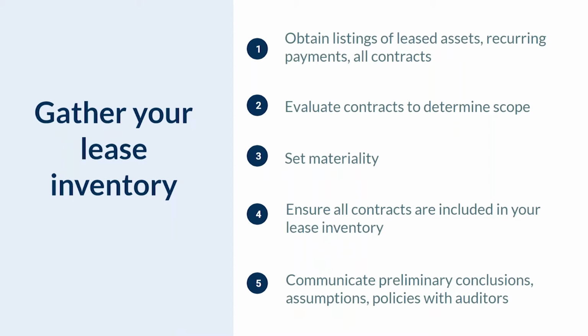To create a complete inventory of all your organization's leases, obtain listings of all leased assets from entities, subsidiaries, departments, locations, however your organization is divided. Obtain a listing of recurring payments from accounts payable, and then obtain copies of all contracts, again, from all your entities, subsidiaries, departments, locations. Evaluate all the contracts you've received to determine whether or not they are in scope, and then set a materiality threshold.